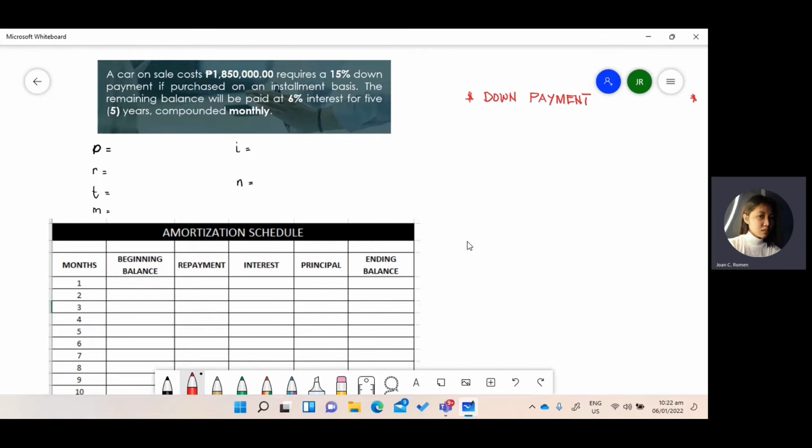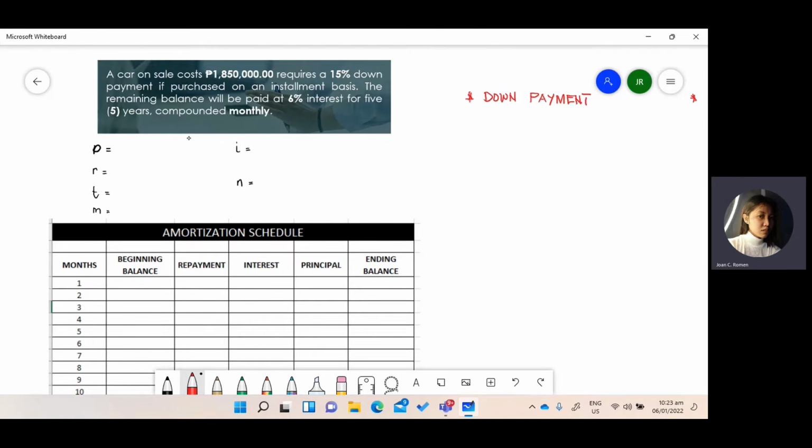So the original price of the car is 1,850,000 pesos. Pero kailangan nating mag-down ng 15%. Okay, 15% ng original price. And then, yung remaining balance or yung matitira doon once na tinanggal na natin yung down payment, yun yung tutubo ng 6% monthly. So, what are the given?